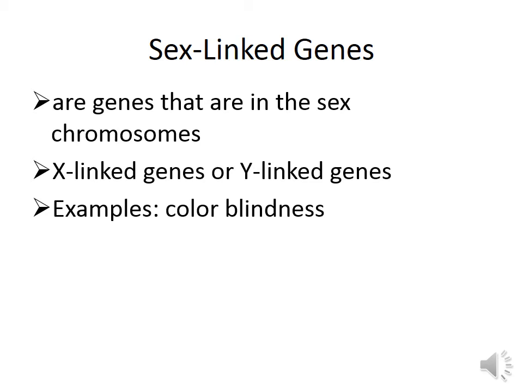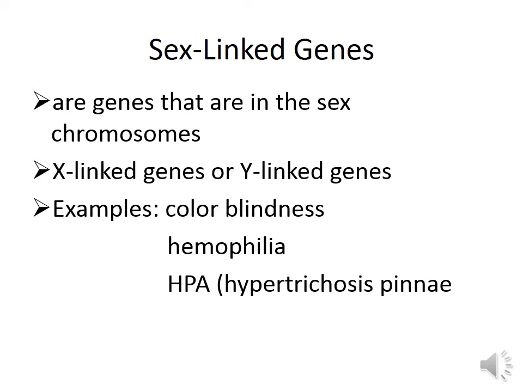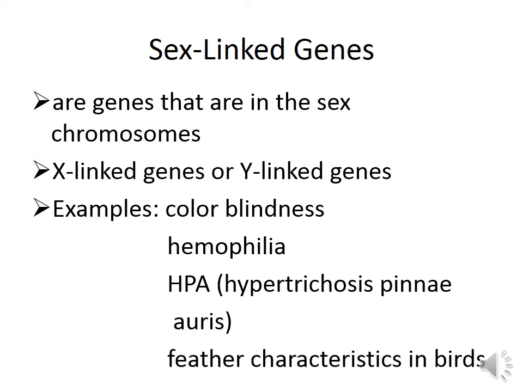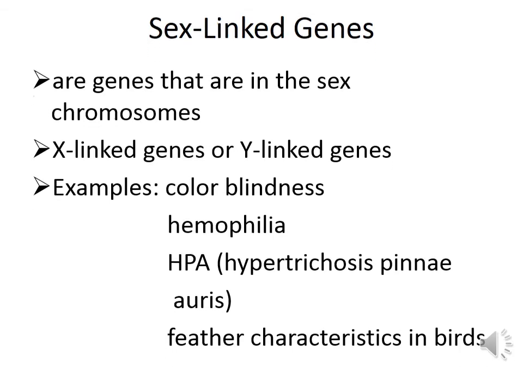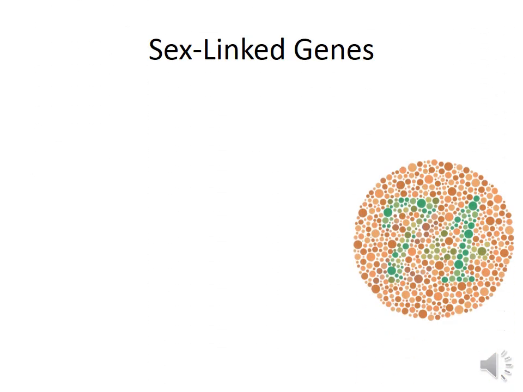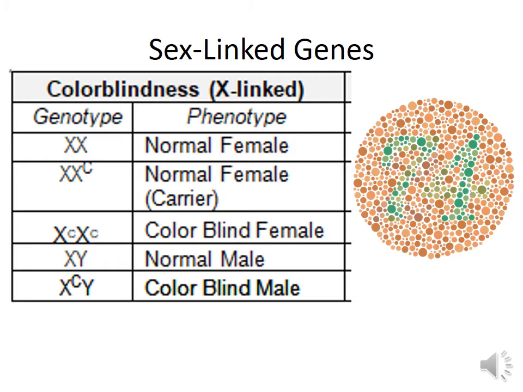Examples of this, we have color blindness, hemophilia, HPA or hypertrichosis pinnae auris, and feather characteristics in birds. Marami pang iba, but at least we can discuss this for examples. Another example of sex-linked genes ay ang color blindness. X-linked siya. So kung may color blind ka, since it starts with C, if you have XC, then you will have a chance to get this one.